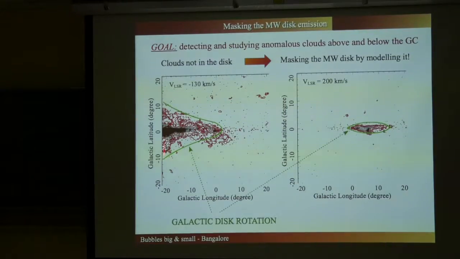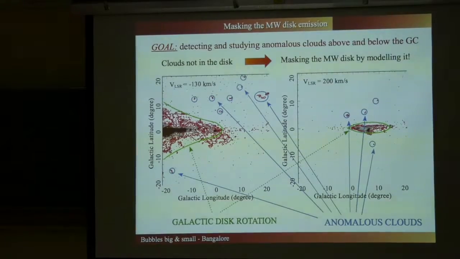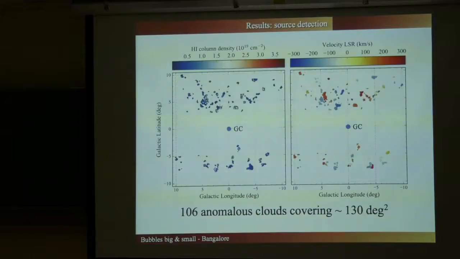So everything inside these green contours is basically gas normally rotating in the galaxy. But you can see immediately that there is a bunch of other clouds that are just not rotating with the galaxy. And this is what we are looking for. And so what we did, we took our data, we removed the galactic emission, and we ran a source finder for identifying this kind of clouds. And we found quite a few of them. We found something like 100 and more anomalous clouds in our data. And these are just the ones that I believe, actually.